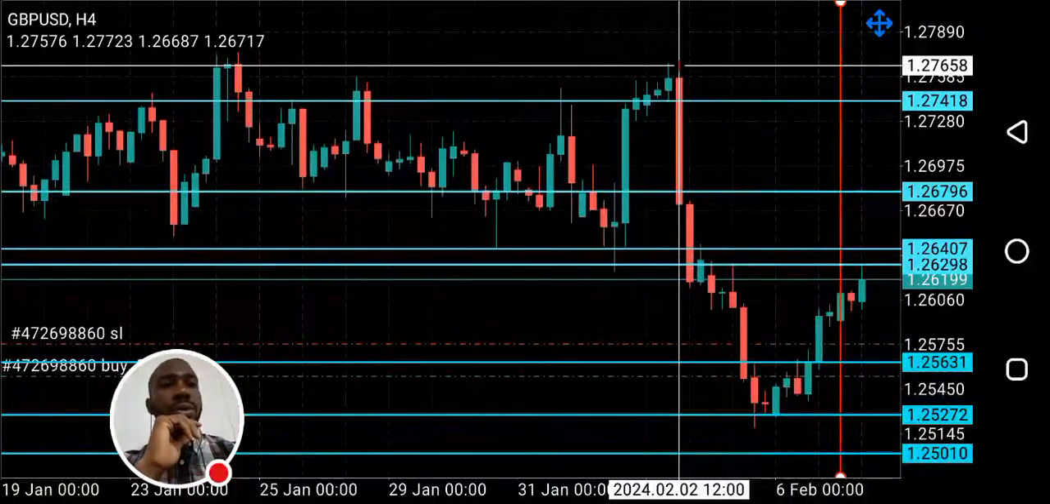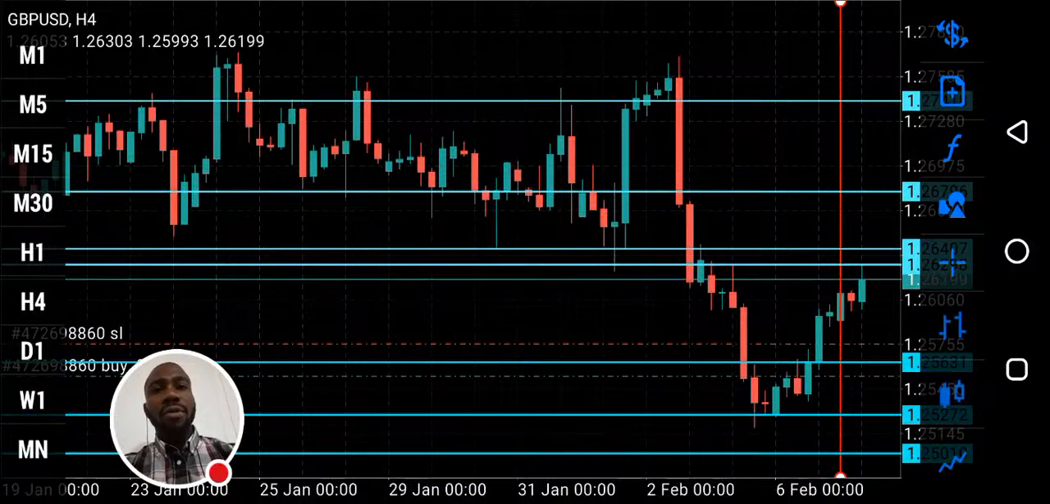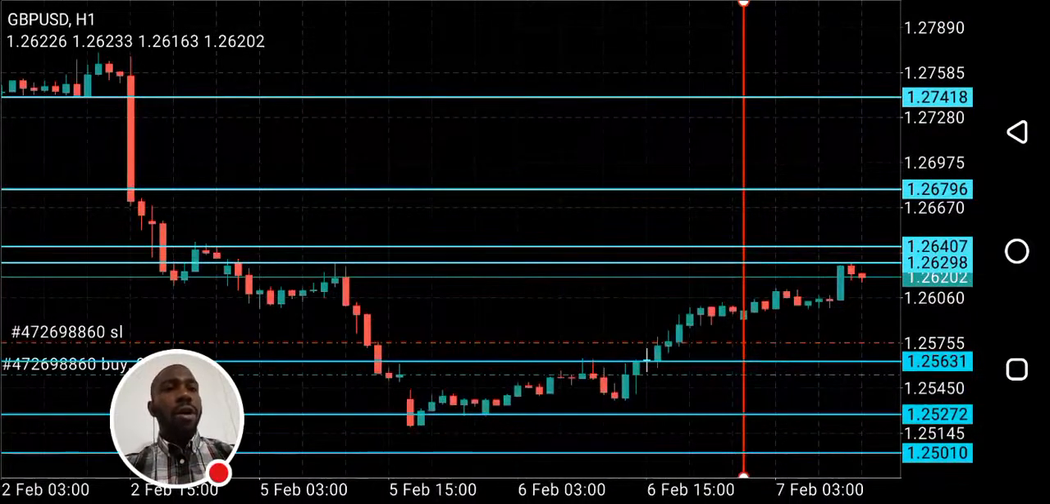Okay, we'll definitely look at gold. So that's it on GBP USD. Let's see what we have on 1 hour. Okay, 1 hour also is bullish.